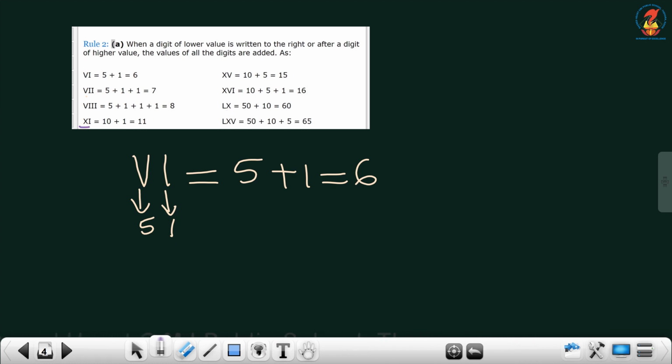In the same way, X is 10 and I is 1. The smaller value is on the right side. That means what do you have to do? Addition. So 10 plus 1. What is the answer? 11.